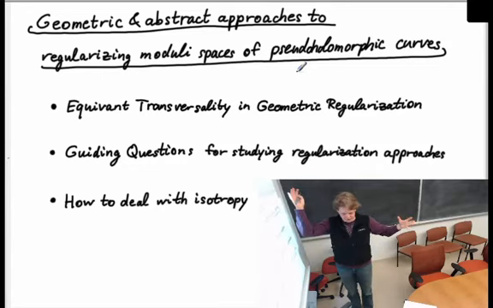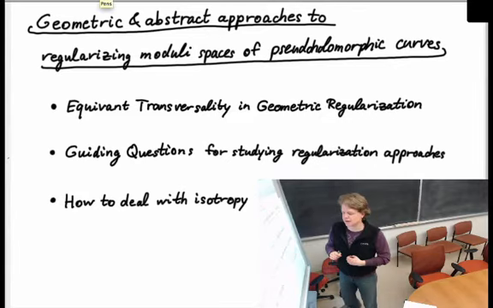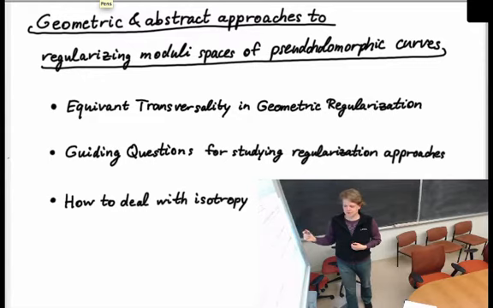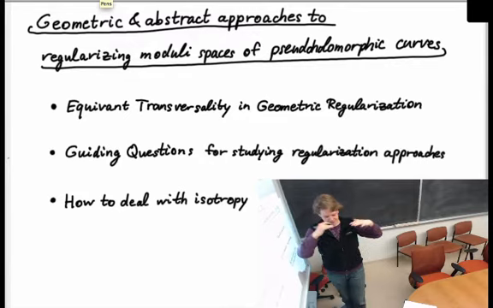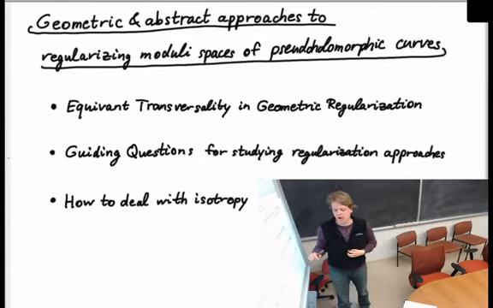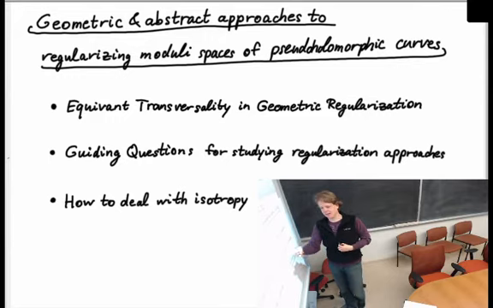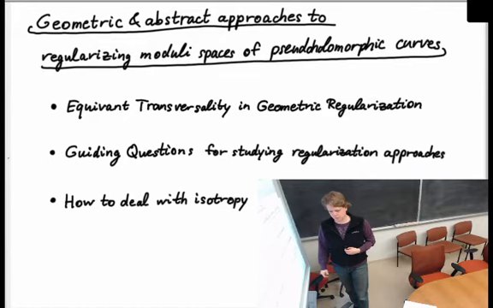Back to the big overall picture of regularizing moduli spaces of pseudoholomorphic curves. The one piece in the geometric realization story that I owe you is a very high-level sketch of how one gets equivariant transversality. And that makes sense because then I can also ask guiding questions about equivariant transversality and then also guiding questions for abstract regularization approaches, and then we can go into the abstract ones.